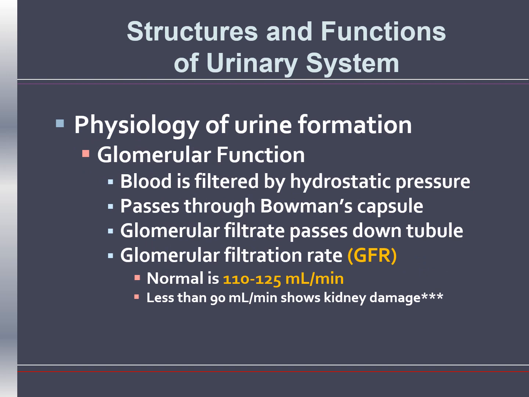So when it comes to the physiology of urine formation, this is again just a review. Glomerular function: blood is filtrated by hydrostatic pressure, passes through the Bowman's capsule. Glomerular filtrate passes down the tubule, and then this is where you get your GFR, glomerular filtration rate. This is normally between 110 and 125 milliliters per minute. Less than that, then you're probably going to see some kidney damage. So the glomerular filtration rate is an important thing to know.